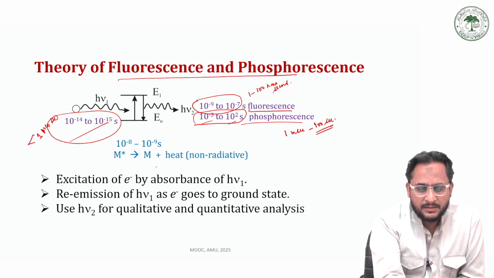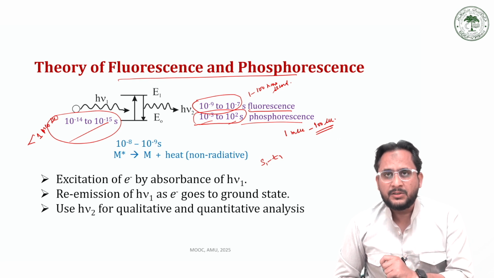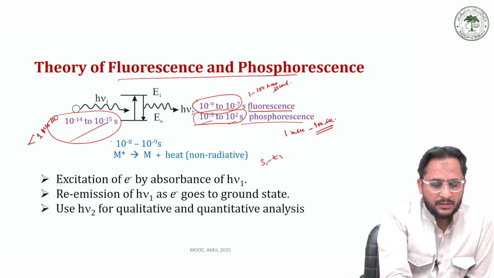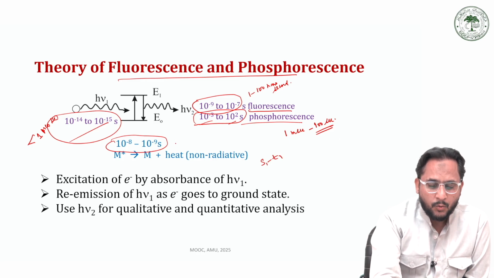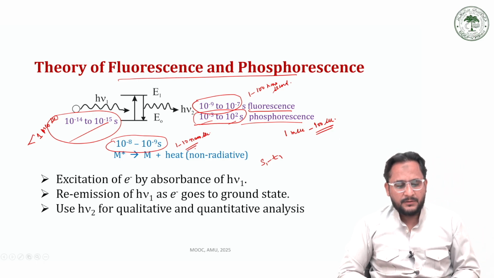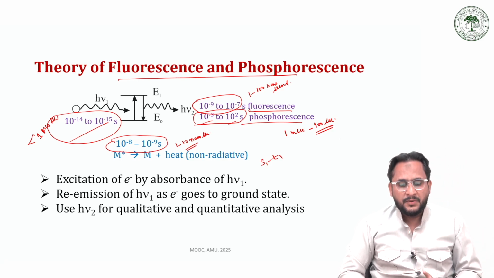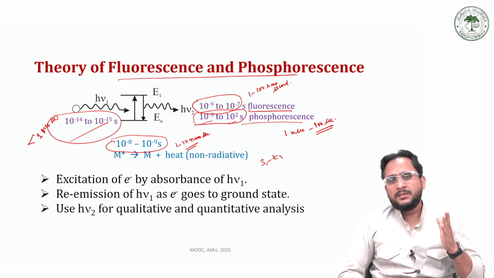And then, as I said, in case of the singlet to triplet transition by a non-radiative energy loss in the form of heat, the time lapse is 10 to the power minus 8 to 10 raised to the power minus 9, which means 1 to 10 nanoseconds are required for non-radiative heat transfer.